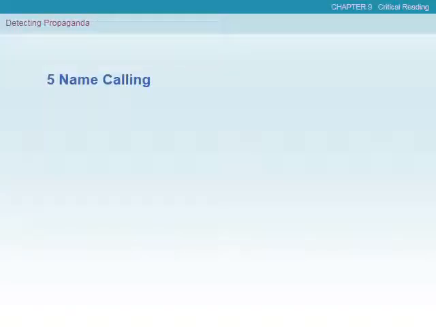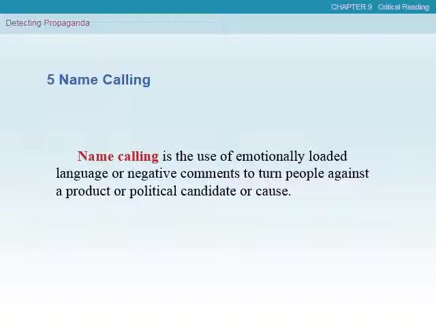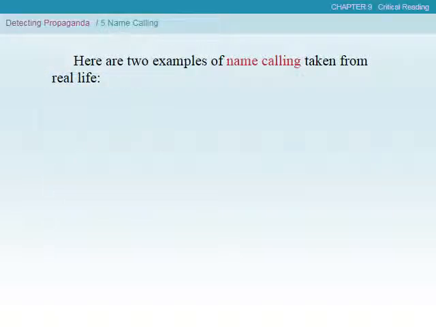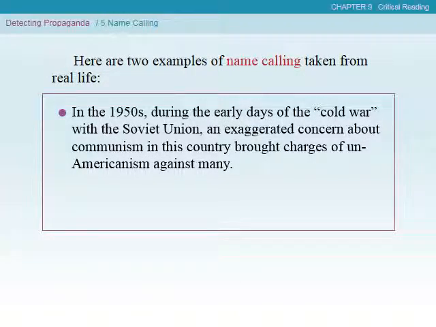Okay, so the next one here, the last of the propaganda techniques, well, we've got two more here, is name calling. Name calling is emotionally loaded language or negative comments to turn people against something, against a product or a political candidate or cause. So here's an example. In the 1950s, during the early age of the Cold War with the Soviet Union, an exaggerated concern about communism in this country brought charges of un-Americanism against many. Okay, that's really complicated to understand.